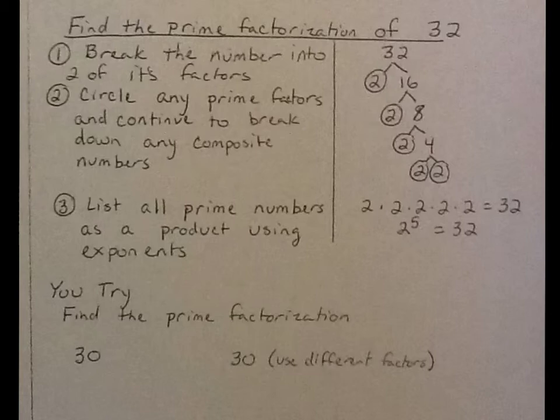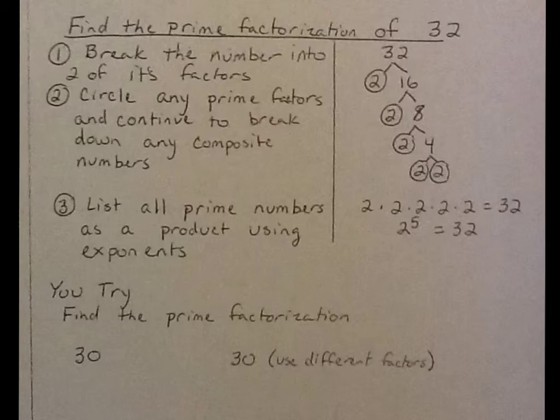Now 2 is done, so I circled it, but then 16 can be broken down again. So 16 got broken down into 2 times 8. And then 8 can be broken again, so it's 2 times 4, and 2 is circled. And then 4 breaks down into 2 times 2.